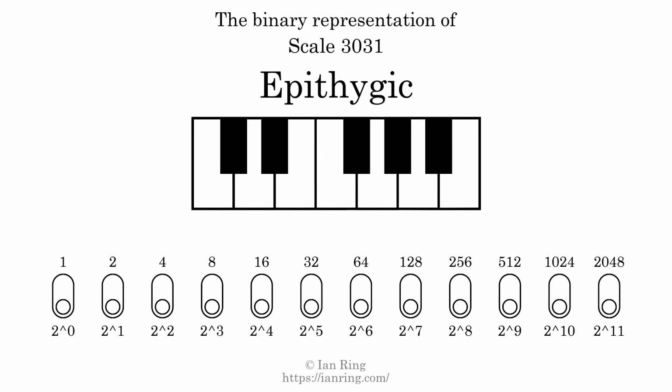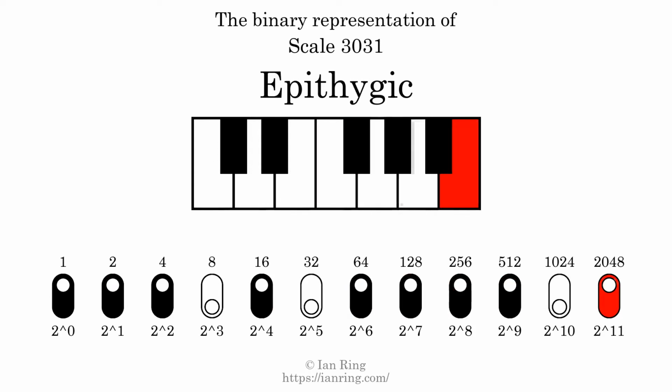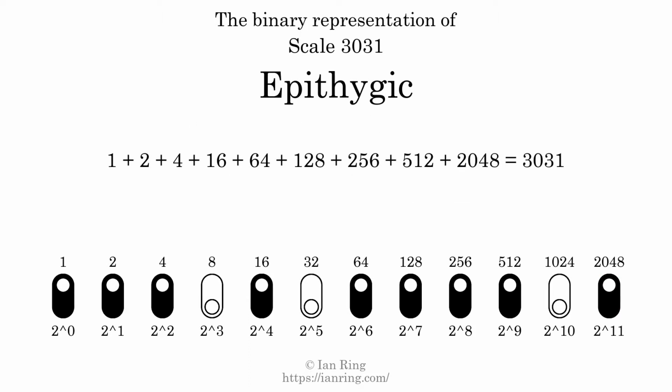The binary representation of this scale is determined by mapping tones of the scale to binary digits. Each binary digit represents a power of 2. To get the scale number, we add the powers of 2 together. The powers of 2 that are present in the scale, all added together, equals 3031. That is why the scale number, in decimal, is 3031.